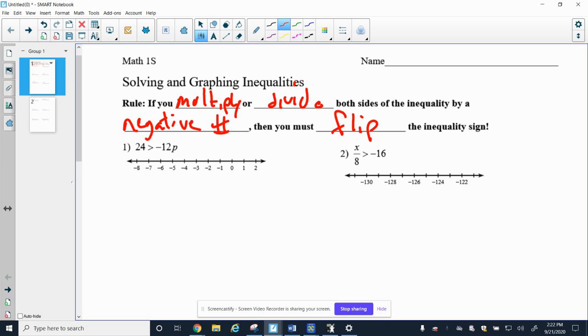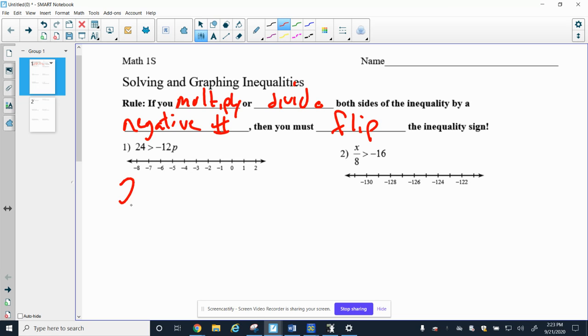So solving inequalities, we're going to treat it the same as we did solving equations, with that one special rule that if we at any point in the problem multiply or divide both sides by a negative number, we flip the direction of the inequality sign. What do we mean by that? Greater than sign, like in number one, would flip to a less than sign. Okay. So let's do number one.